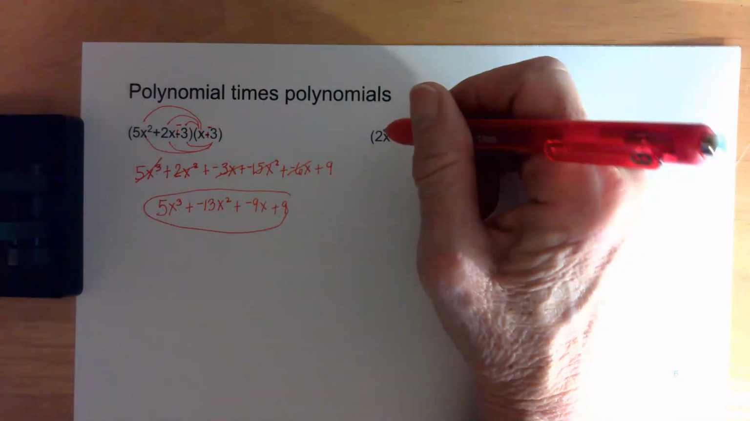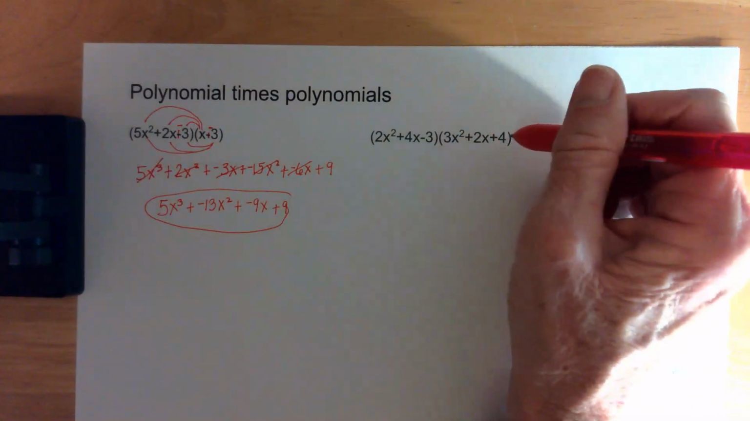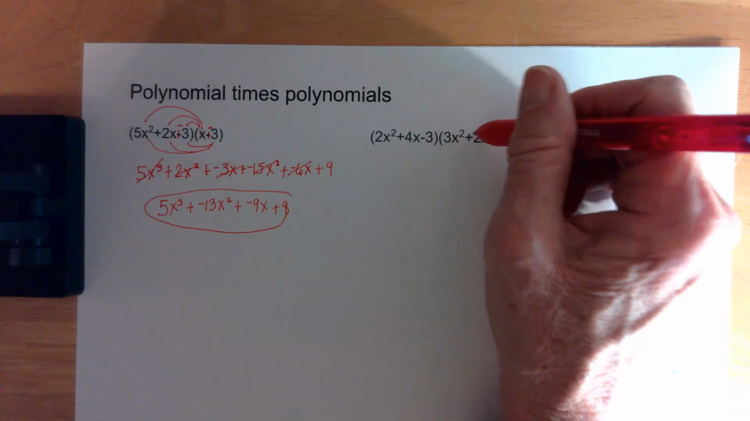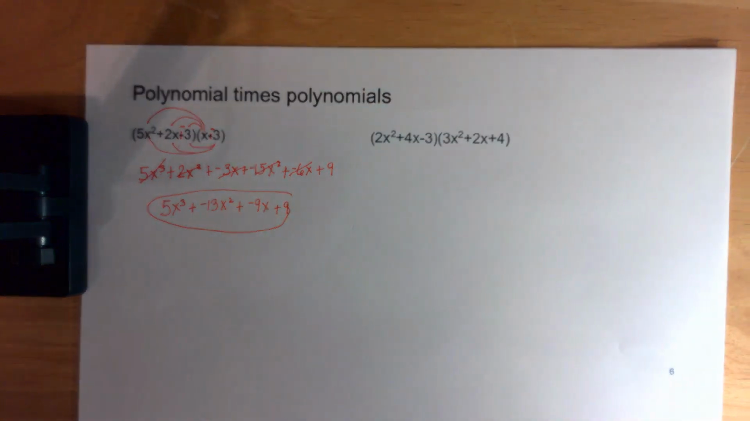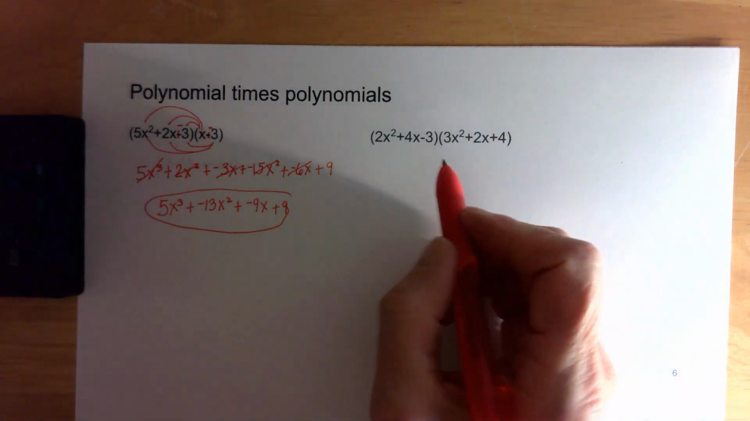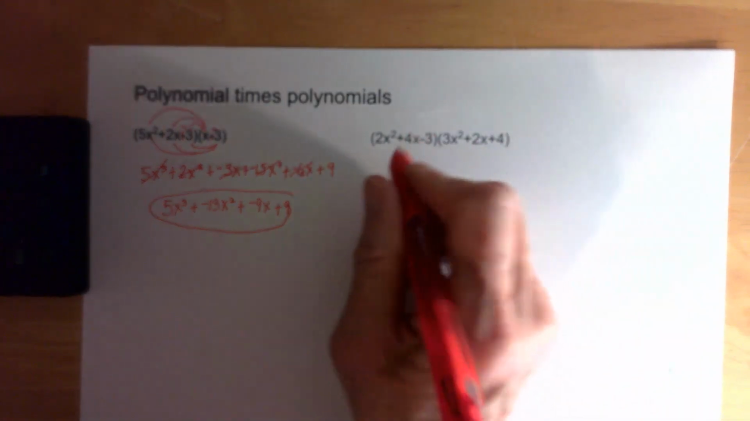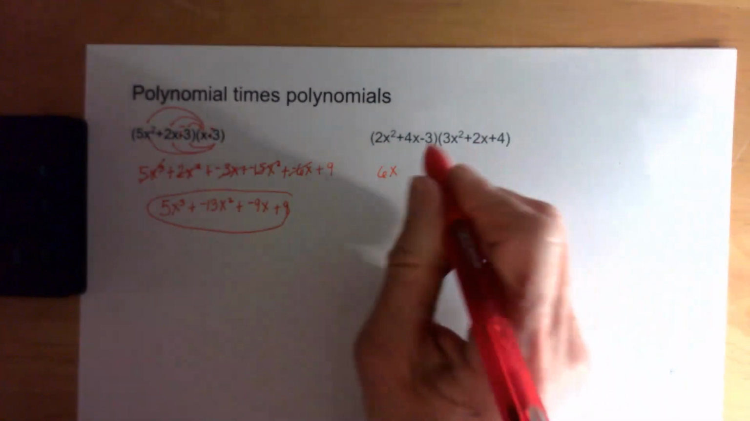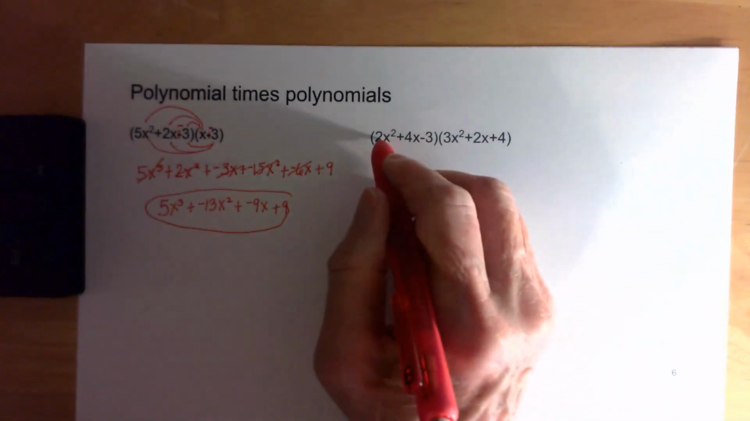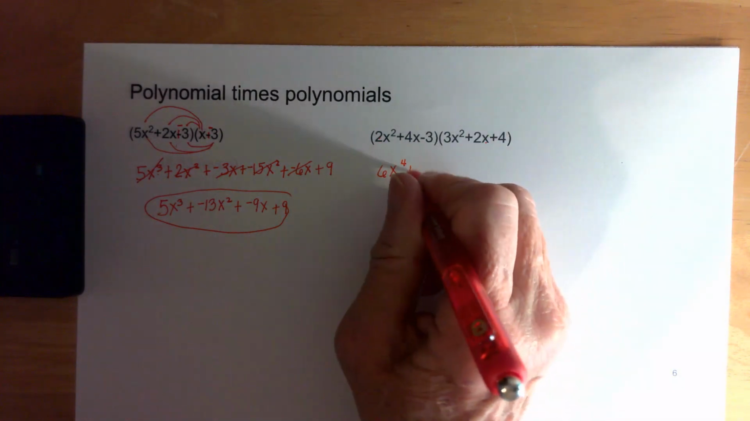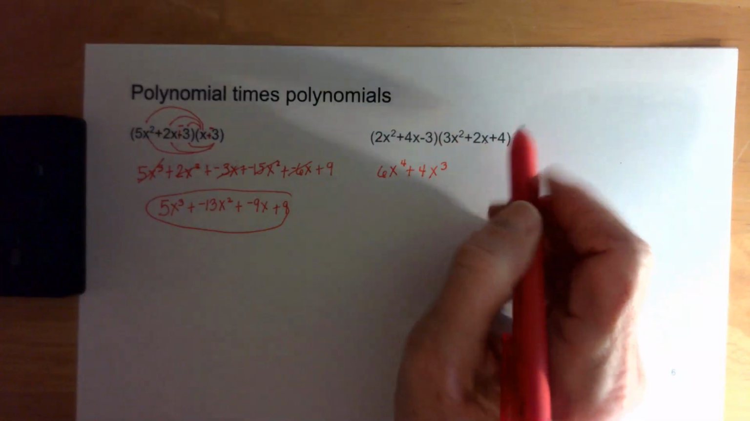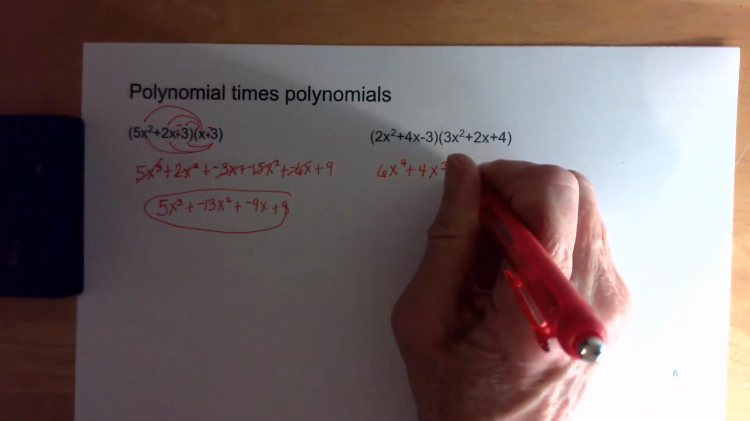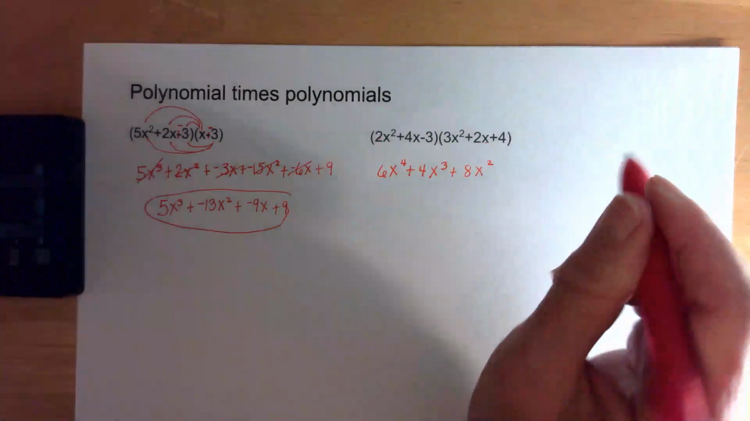Over here, I have a trinomial times a trinomial. So again, I'm going to take this times each one of these terms, then this one times each one of those terms, and then this one times each one of those terms. So you're doing distributive property 3 times. So 2x squared times 3x is 6x to the 4th power. 2x squared times 2x is going to be 4x cubed. 2x squared times 4 is going to be 8x squared.